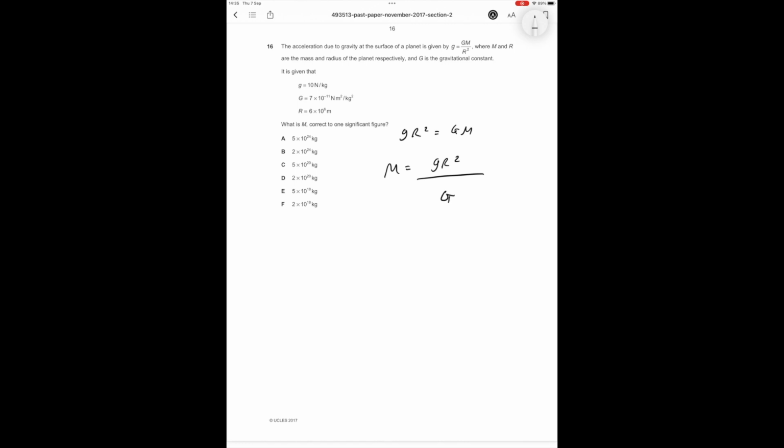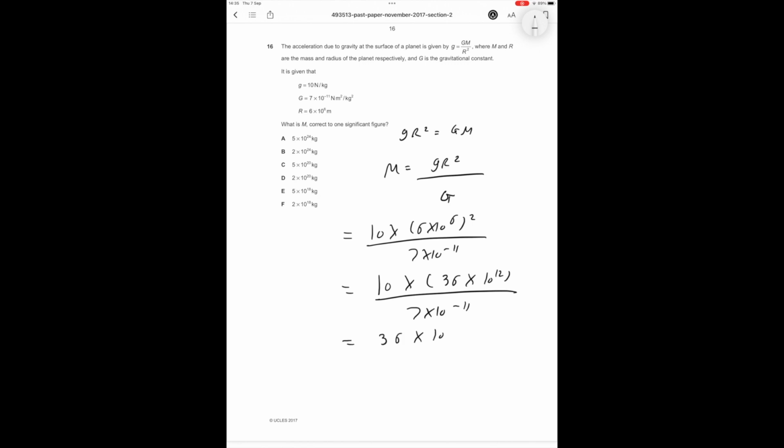Now it's just a case of manipulating the numbers using the techniques I teach to speed up your calculations. So this is equal to 10 times 6 times 10 to the power of 6 all squared over 7 times 10 to the minus 11, which is equal to 10 multiplied by 36 times 10 to the power of 12 over 7 times 10 to the minus 11, which is equal to 36 times 10 to the power of 13 over 7 times 10 to the minus 11, which is going to be equal to 36 over 7 times 10 to the power of 24.